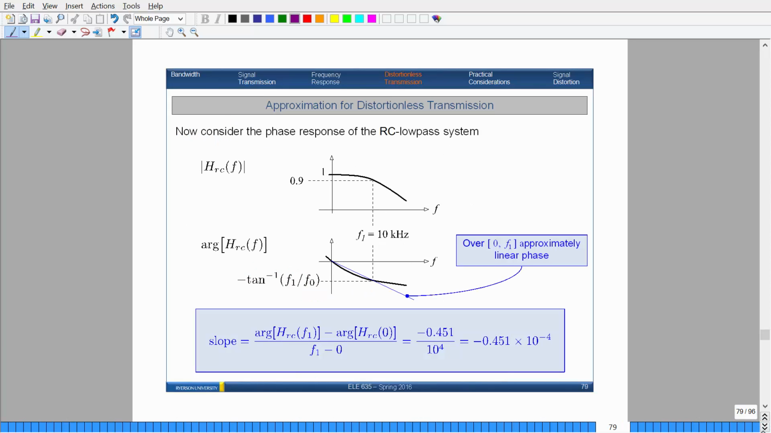Okay, so now that we have that, let's see what's going on here. Just want to double check. So now we've figured out what the 3 dB bandwidth is. So the 3 dB bandwidth is solved. What we want to do now is take a look at the phase. Now consider the phase response, just for now.